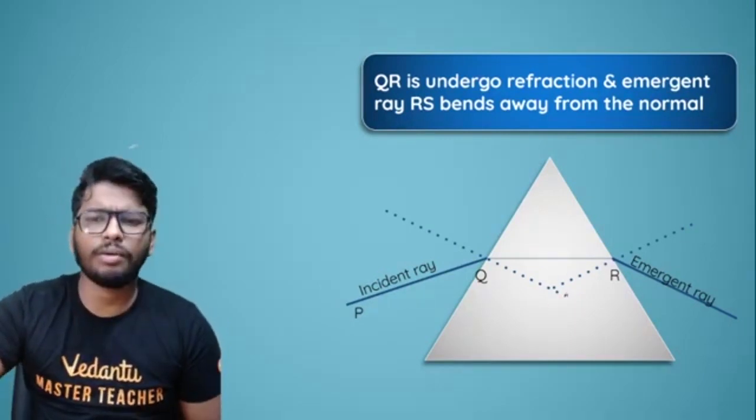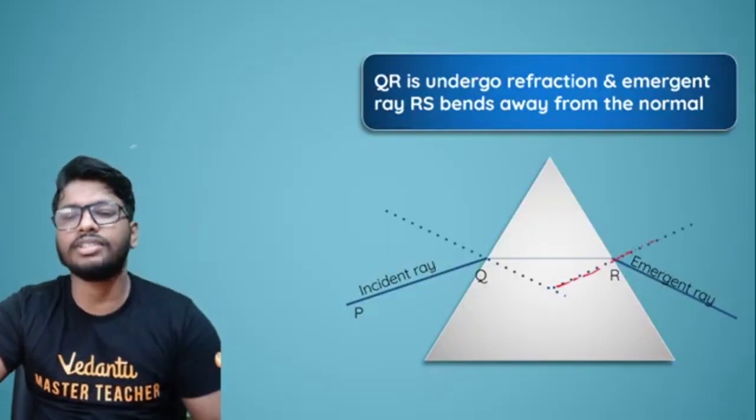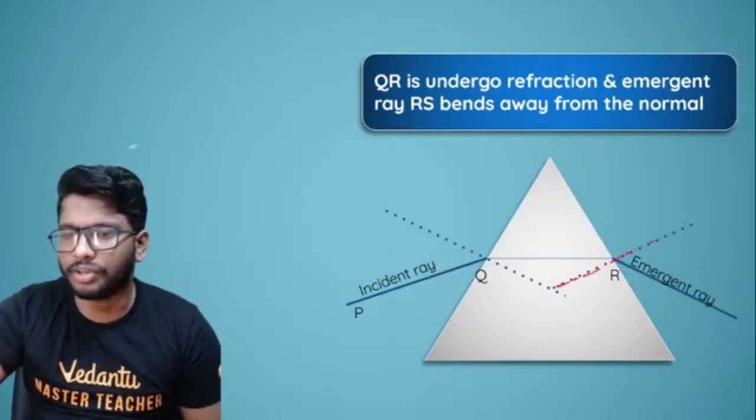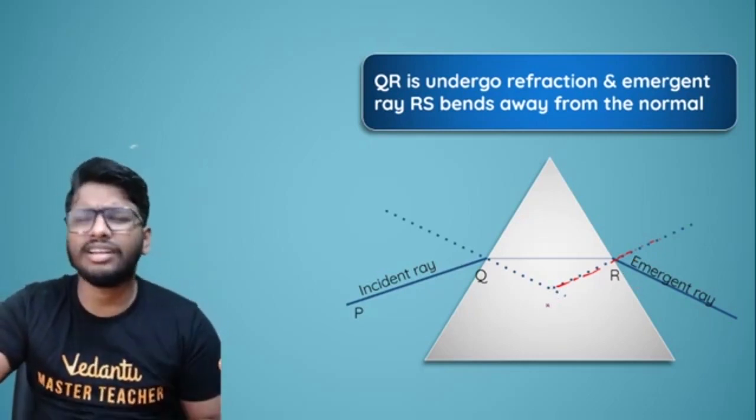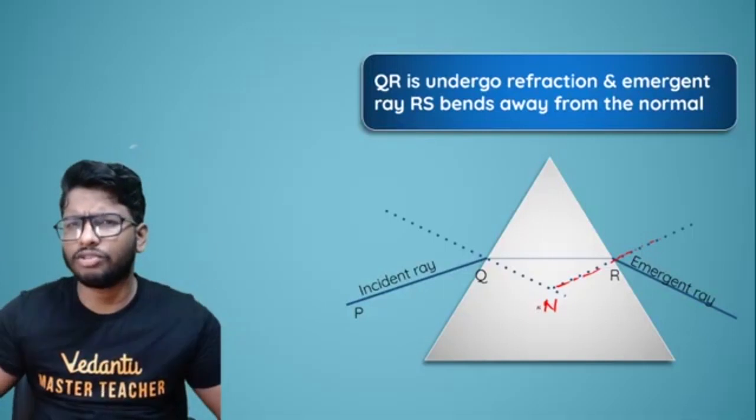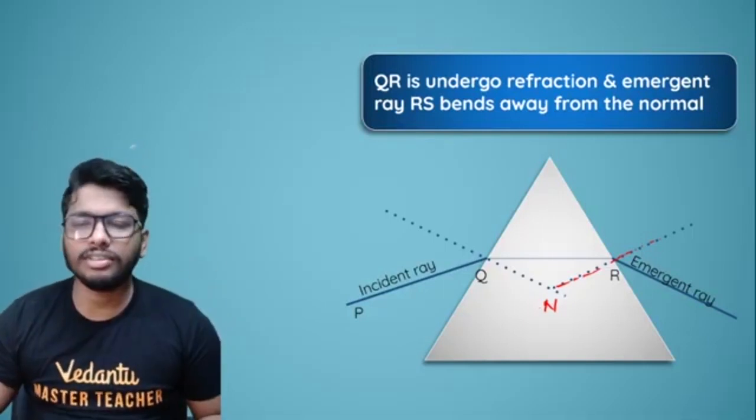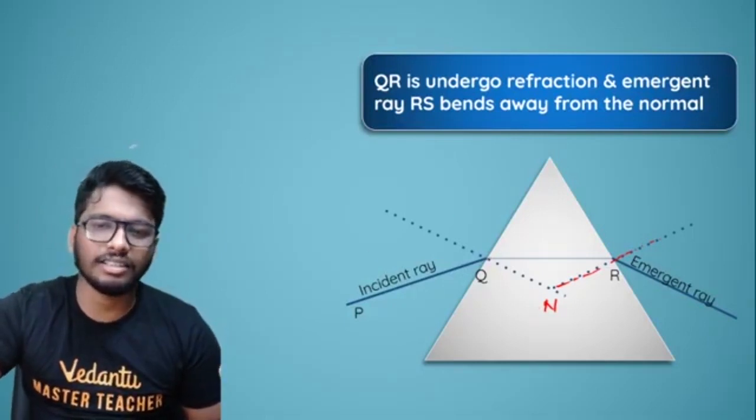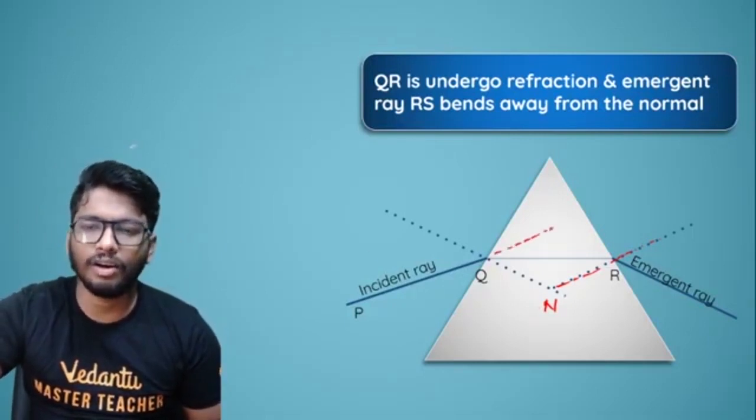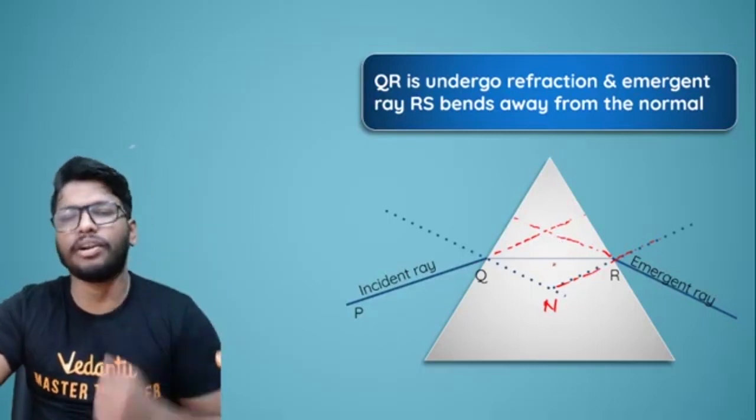And this again would be the normal, again 90 degrees to the surface, and this again would be the emergent ray. And when you extend both of them, they basically meet at this point. I'm just going to name this point N. I'll tell you the purpose for it after that. All right, so I've got this. Now, if I extend this incident ray and this emergent ray, basically they'll meet at this point.